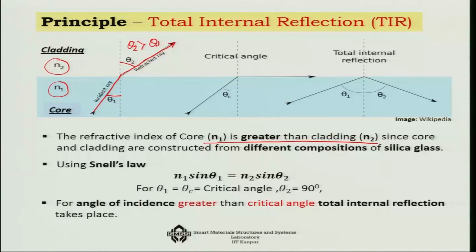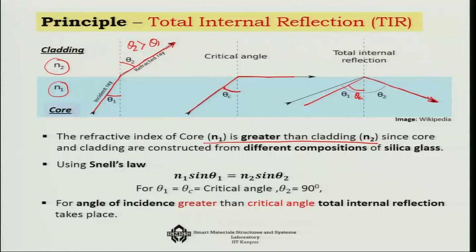That immediately brings us to the question: what if I change theta 1 in such a manner that theta 2 becomes 90 degrees? That is very much possible. In fact, that is what is known as the critical angle, theta critical. If I further increase theta 1 beyond the critical angle, then the light will not simply go into the cladding medium, but will get reflected inside, which is the total internal reflection that takes place.